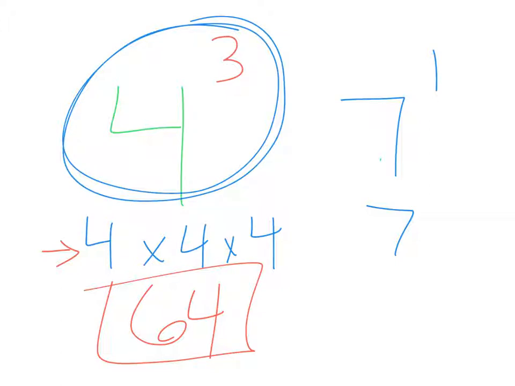Anything raised to the power of 0 is always going to be equal to 1. It doesn't matter what it is. If you just have something raised to the power of 0, the answer to that will always be 1. So if I had 7 to the 0 power, my answer is 1. If I had 18 to the 0 power, the answer would be 1. Doesn't matter. So like I said, that's kind of the only one that you have to remember.